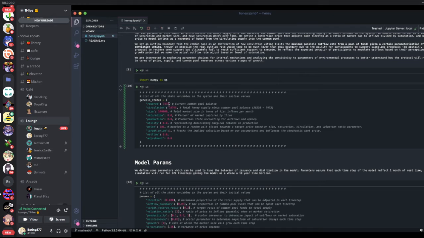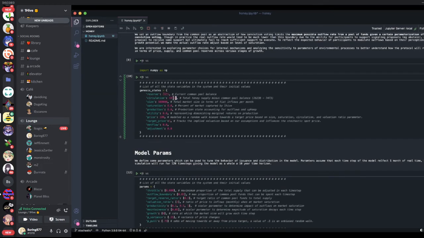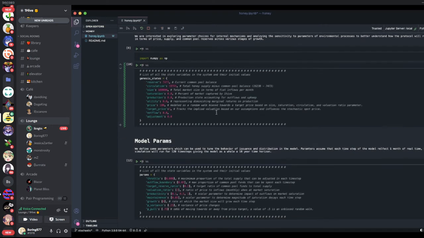I haven't really been changing them significantly. They just tell you what state variables the model's going to have, and they need to be defined up front. Some of them will have actual values. So this is, at the time that I first did this model, the amount of honey that was in the common pool. This is the circulating supply. It's a bit higher now.